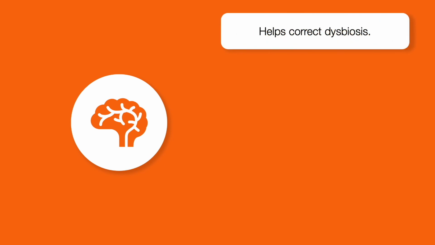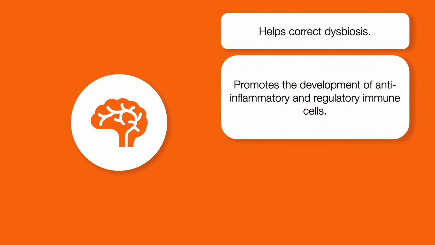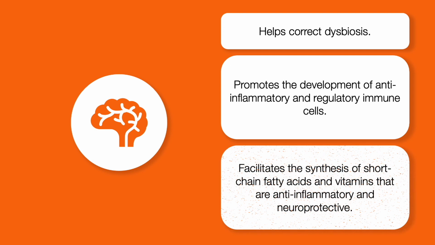dysbiosis, that is to say, the alteration in the intestinal microbiota that many people affected by multiple sclerosis appear to have. And by promoting a healthy and diverse intestinal microbiota, it promotes the development of anti-inflammatory and regulatory immune cells. And it facilitates the synthesis of short-chain fatty acids and vitamins that are anti-inflammatory and neuroprotective.